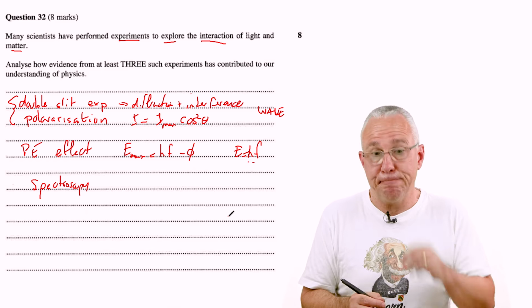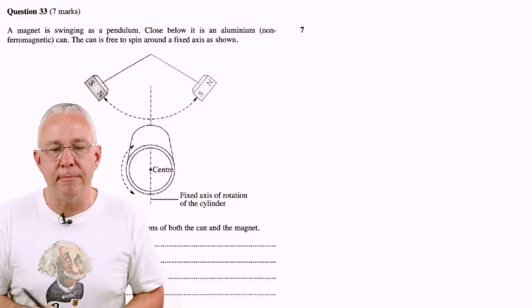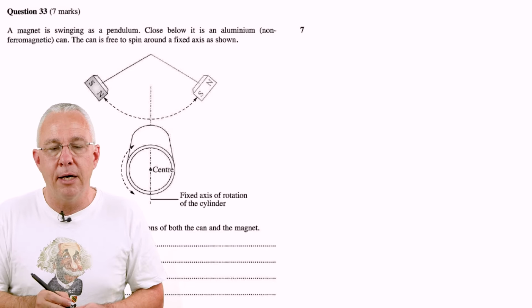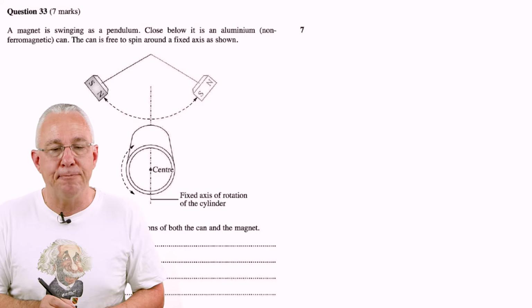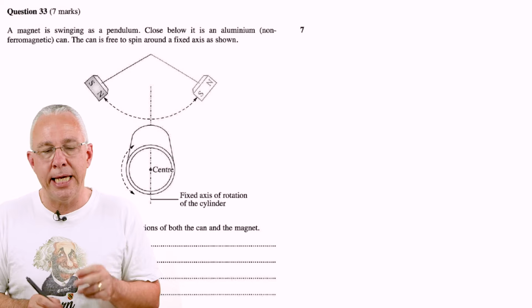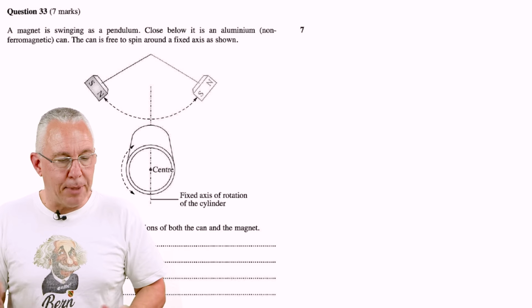So as a result, there's a series of experiments that relates to our understanding and our contribution of our understanding of physics. And lastly, this question 33, and it's a 7-mark question. And we have a pendulum that's swinging over a fixed cylinder that can rotate. And we are asked basically to analyze the motion and energy transformations of both the can and the magnet. So let's break this down.